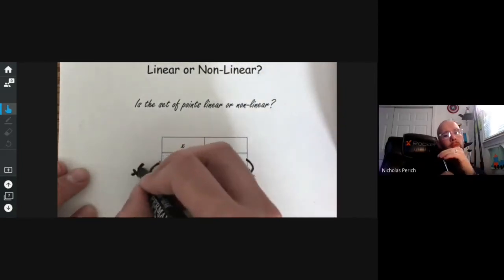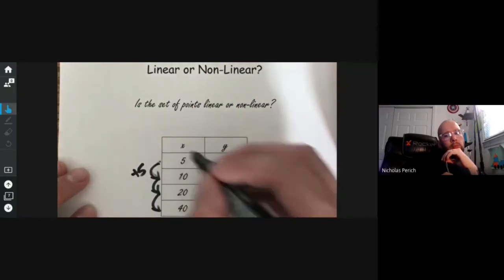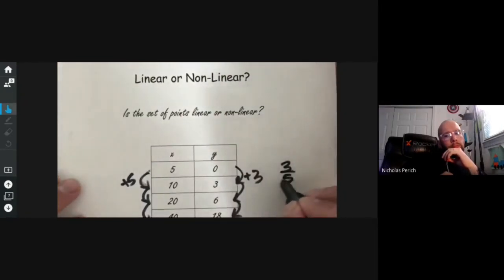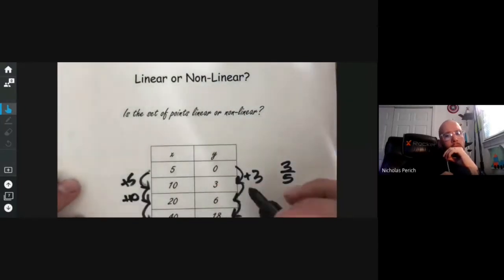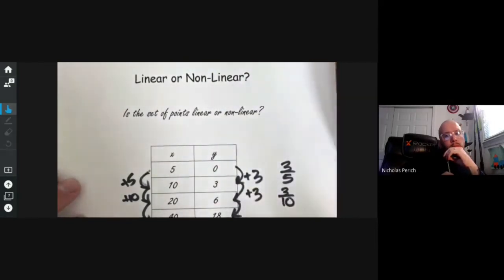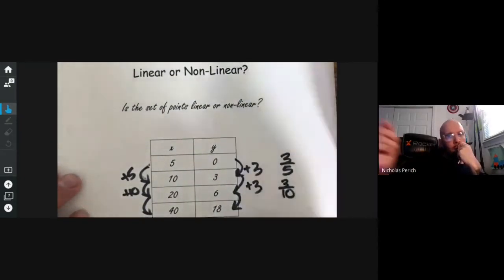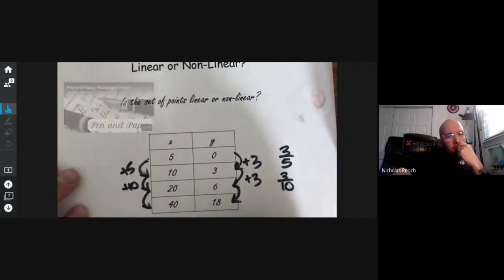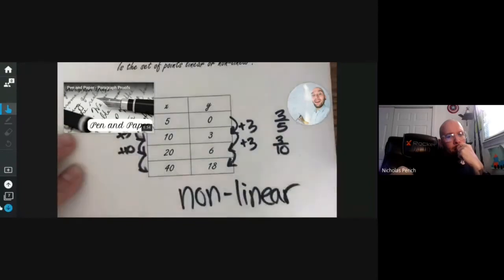5 to 10 is positive 5, 0 to 3 is positive 3, y over x is 3 over 5. 10 to 20 is positive 10, 3 to 6 is positive 3, 3 over 10. We just had a change, which means if I don't have the same pattern going throughout, it's not linear. So is this linear or nonlinear? Nonlinear. The pattern broke because 3 over 10 breaks it.